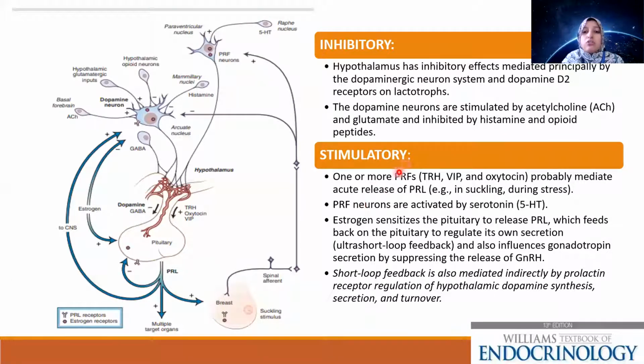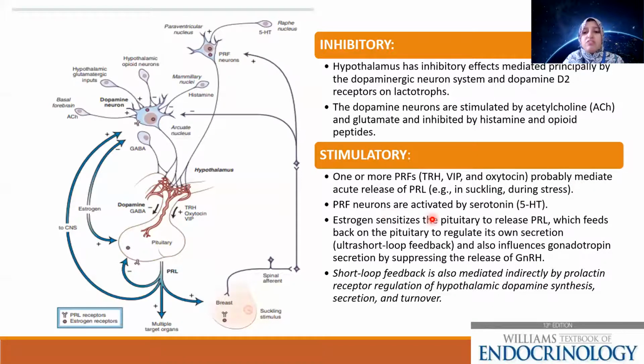So opioids can actually inhibit the dopaminergic tract and in turn cause release of prolactin or cause hyperprolactinemia. Coming to the stimulatory factors, you can see here the interplay between the inhibitory and stimulatory factors. One or more of the prolactin releasing factors, that is TRH, again the thyrotropin releasing hormone, the vasoactive intestinal peptide and oxytocin probably mediate acute release of prolactin, for example, the suckling process in breastfeeding and during stress.